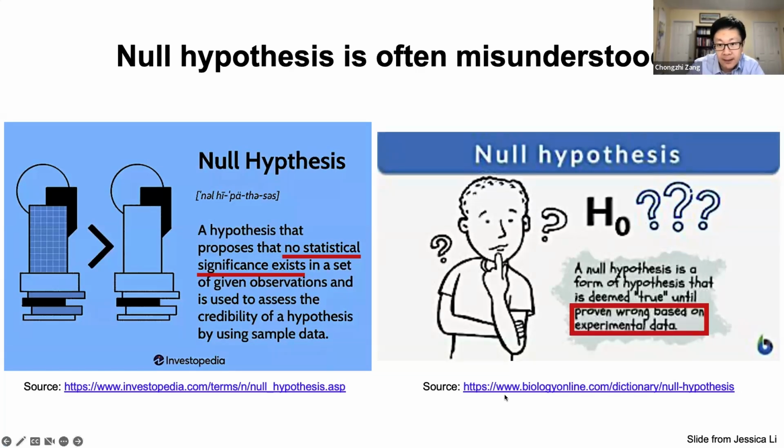On the left, a null hypothesis is a form of hypothesis that is deemed true until proven wrong based on experimental data. Generally, we think of using a null hypothesis in a similar way. But the confusing part is that the null hypothesis is there regardless, and we cannot prove whether it is true or not, right or wrong. The only thing we can do is compare the null hypothesis with our observed data.